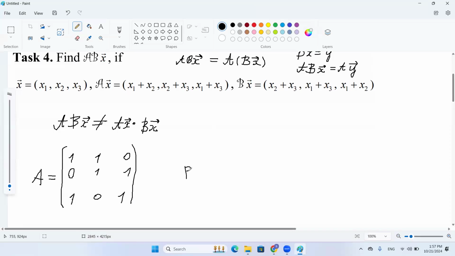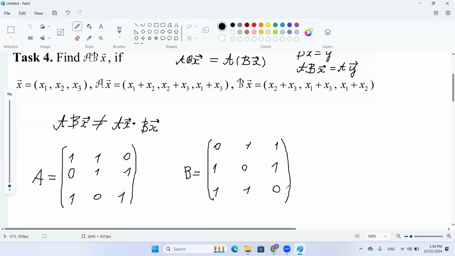And matrix for operator B. So the idea is the same. So here 0, 1, 1. Here 1, 0, 1. So we write just coefficients. So each cell equals the coefficient before x. And here 1, 1, 0.